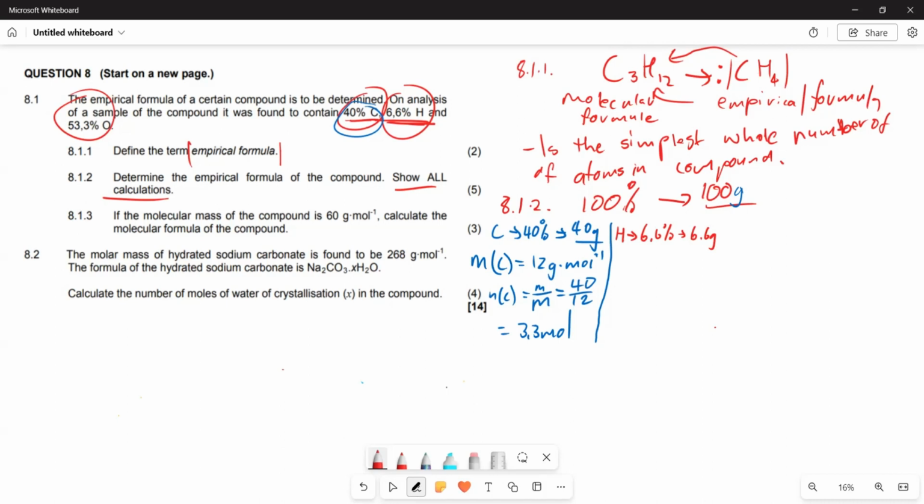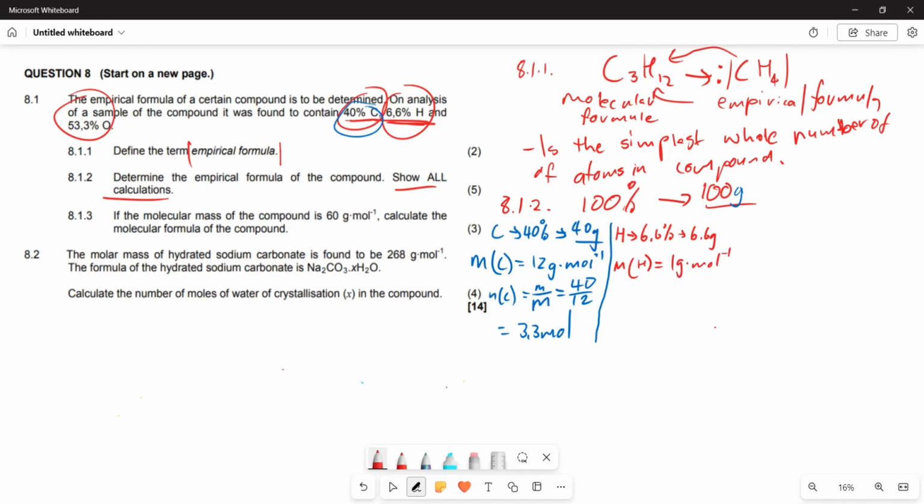And then the next thing that we are going to do, we are going to say, look, now your molar mass of your hydrogen is given by what? It is 1 gram per mole. So we are going to write this as 1 gram per mole.